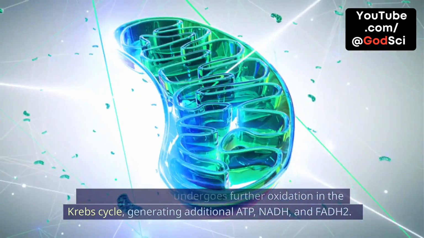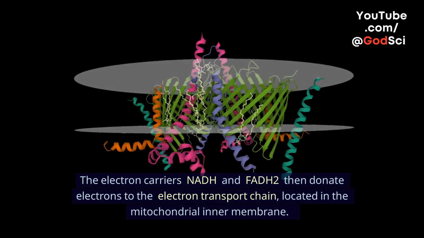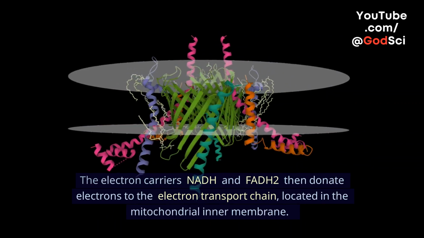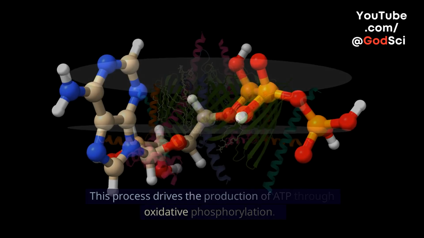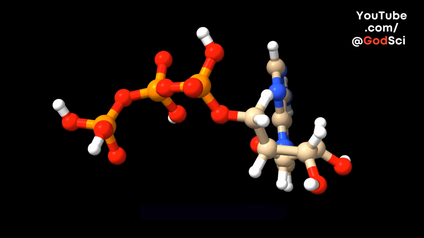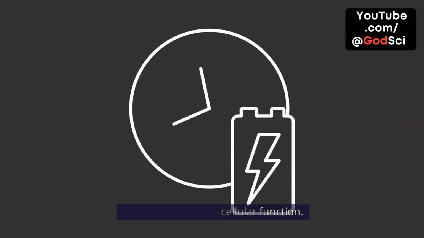NADH, and FADH2. The electron carriers NADH and FADH2 then donate electrons to the electron transport chain, located in the mitochondrial inner membrane. This process drives the production of ATP through oxidative phosphorylation. Cellular respiration is essential for providing cells with the energy required for various cellular processes and maintaining overall cellular function.